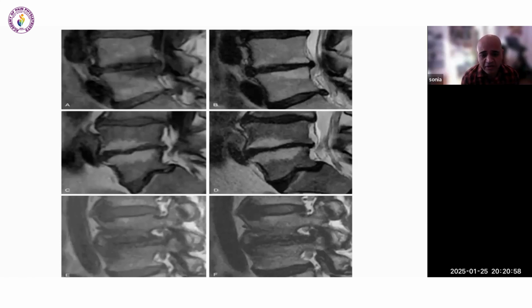And another radiological study, which is difficult to do but is gaining more popularity these days thanks to our nuclear medicine colleagues, is the SPECT scan.